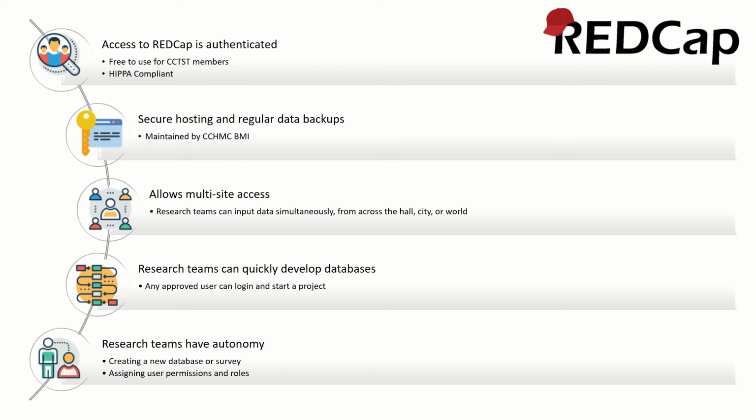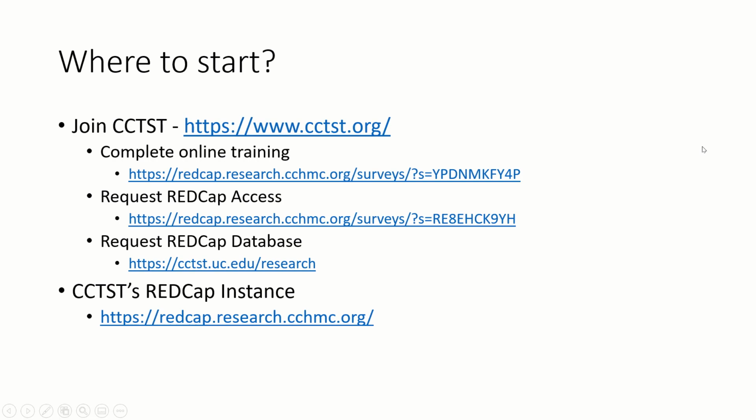Multiple people can be in the data at the same time. You can be anywhere in the world and access it as long as you have a web connection. That's really nice for multi-site studies. Your research team can really get a database up and going really fast, and that's always super nice when you're doing PI-initiated studies. And your research team really has the autonomy to decide how they're going to set up the database, how they're going to set up the surveys, and who's going to get access, the users and the permissions and all those things.